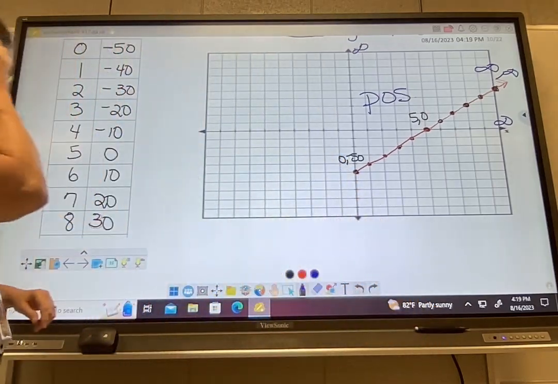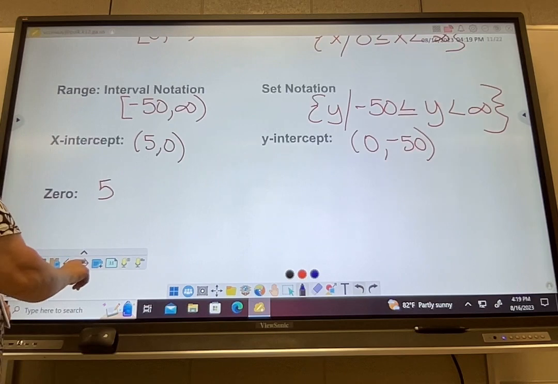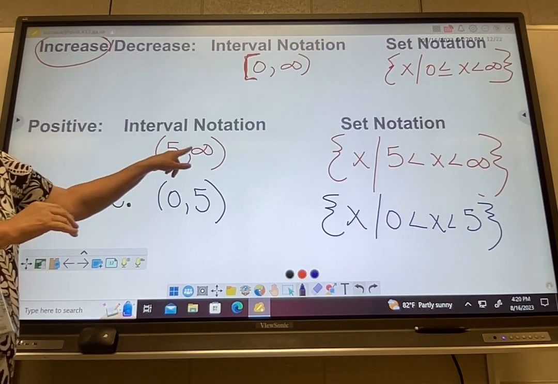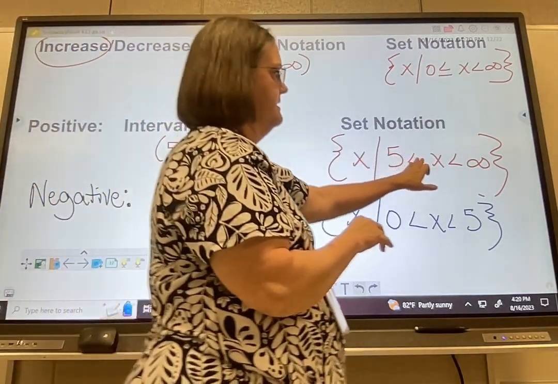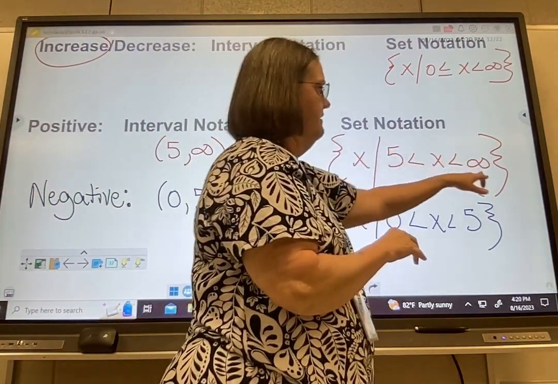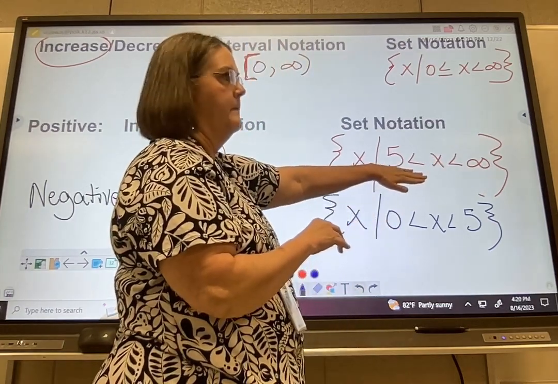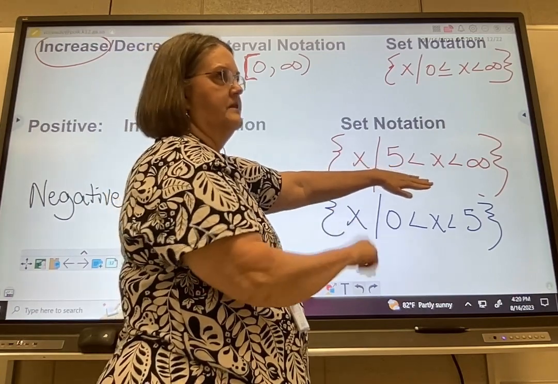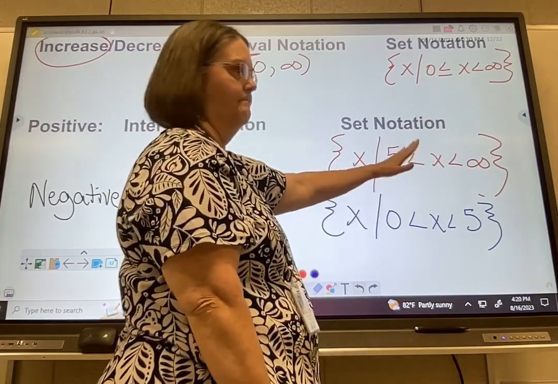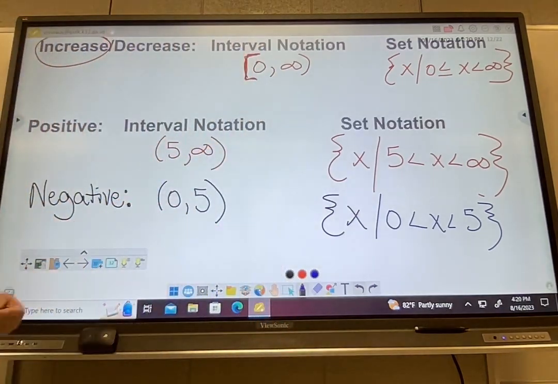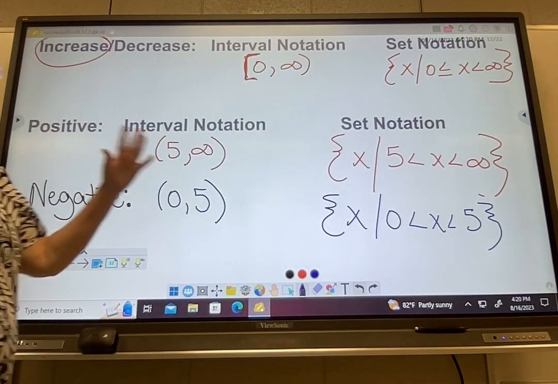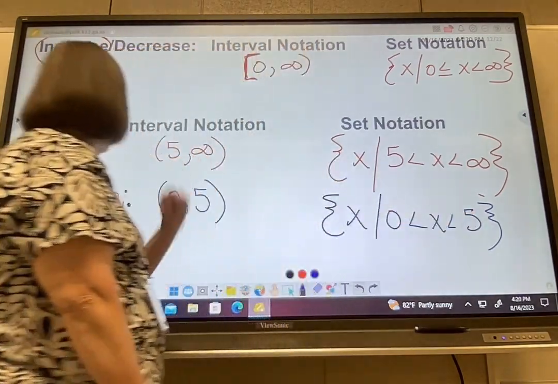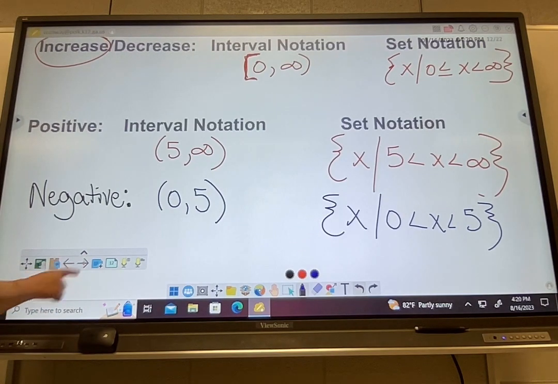So let's look at that. It is positive from 5 to infinity, x such that 5 is less than x is less than infinity. Now I don't have an equal to symbol here because at 5, the point is 5, 0. And 0 is neither positive nor negative, but it's a boundary. For negative, that's from 0 to 5. So x such that 0 is less than x is less than 5, because that's where the graph is negative.